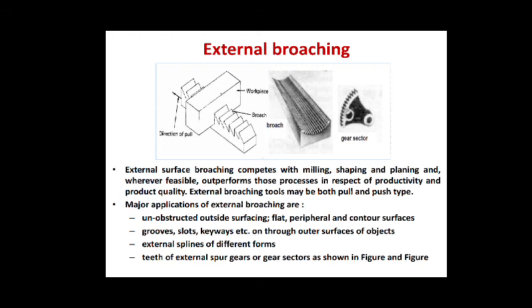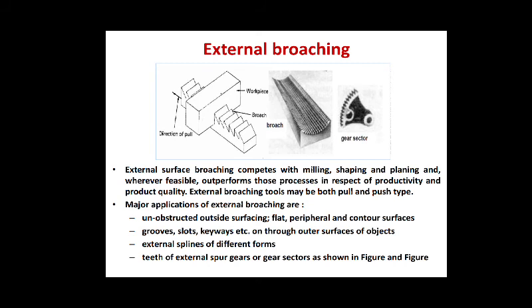External surface broaching competes with milling, shaping and planing, and wherever feasible this process outperforms them in respect of productivity and product quality, and it may be of both pull type and push type. The main applications of external broaching are surfacing flat and peripheral contour surfaces, grooves, slots, keyways, etc. on the outer surface of an object, and also external splines of different forms, and the teeth of external spur gears or gear sectors.